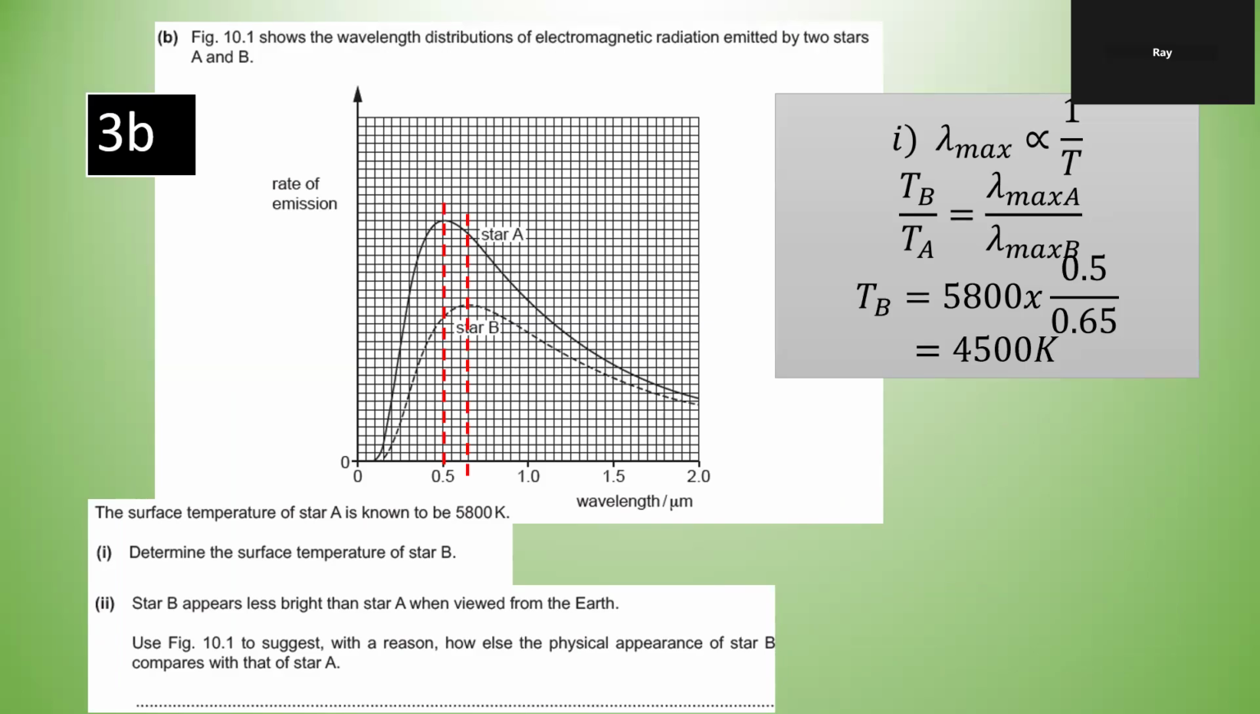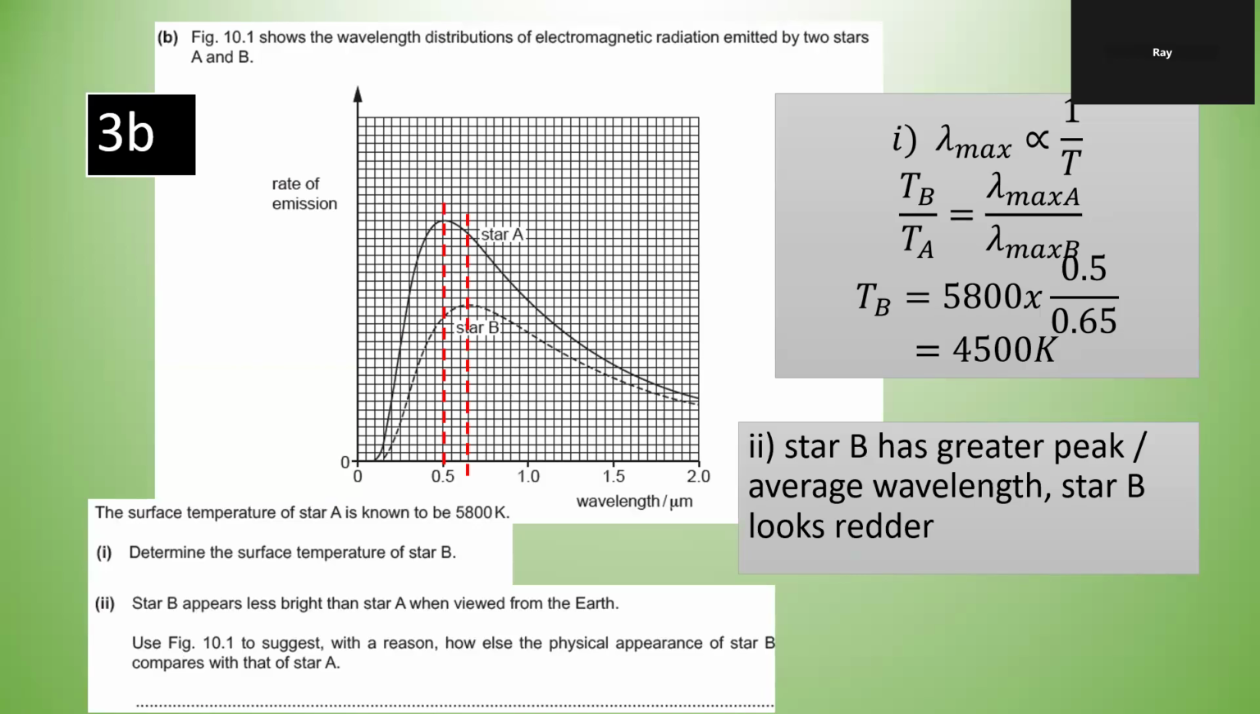Can star B appear less bright than star A, viewed from Earth? Use figure 10.1 with a reason to compare the physical appearance of star B with that of star A. Any comment before I give you the answer? Star B, lower emission rate. Why? Right, you get less than 1 minute, so cut off any time.